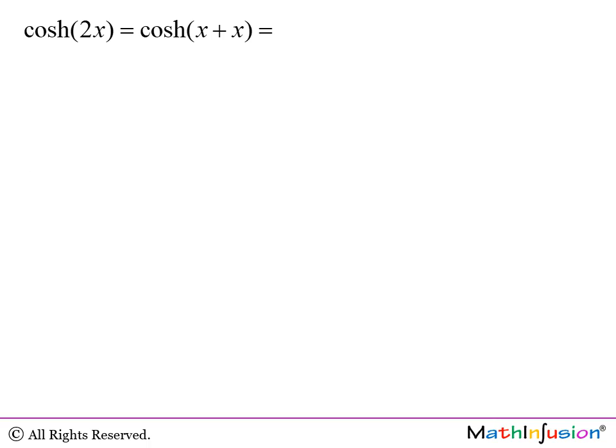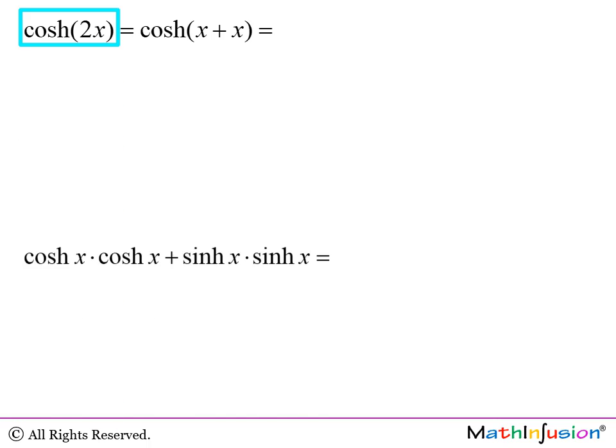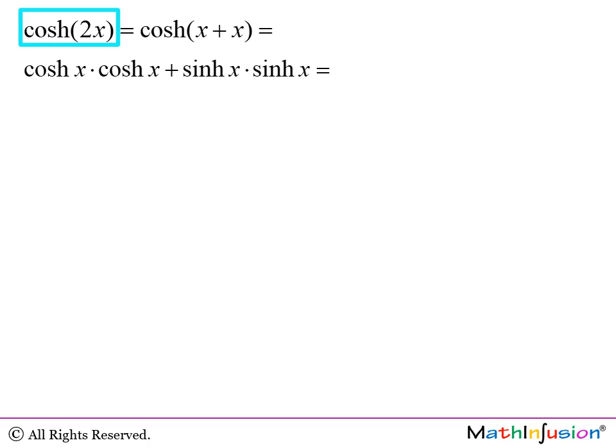What about cosine hyperbolic 2x? We can write it as cosine hyperbolic of x plus x. And we get that, which is cosine hyperbolic squared x plus sine hyperbolic squared x. Please pay attention, this is not 1. There is a slight difference between the trigonometric Pythagorean identity and the hyperbolic Pythagorean identity.